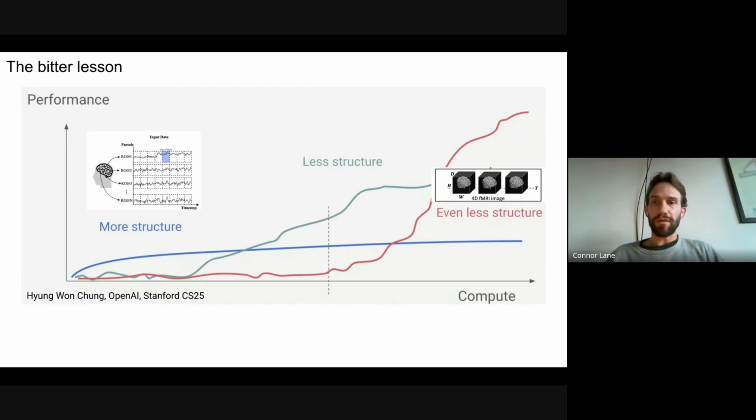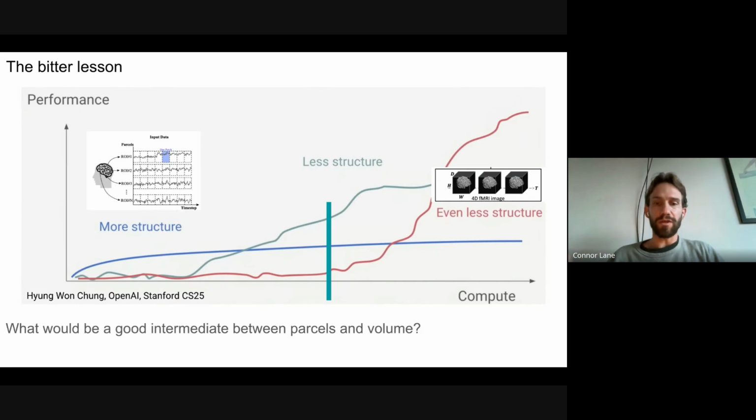The motivation for our current strategy is to ask what would be a good intermediate between the highly structured parcellation approach and the unstructured volume-based approach. Because currently we don't have enough compute and enough data to really support the extreme unstructured strategy, in my opinion, or at least we should have an intermediate approach between these that we can try out. So this is the main driving question motivating our current idea.